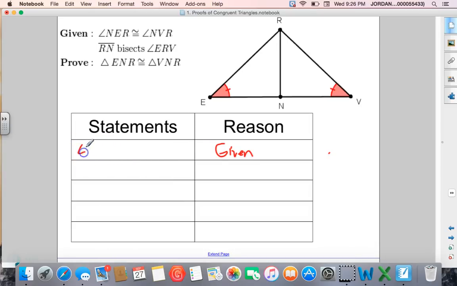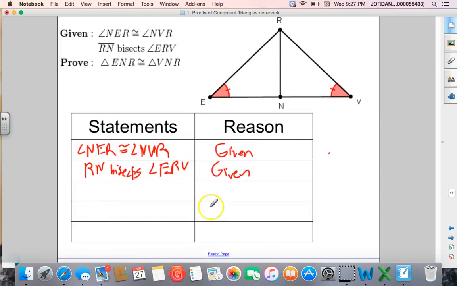We're given that angle NER is congruent to angle NVR. And sorry if my writing gets a little confusing. That's why you might want to listen instead of just watching. Alright, so that's given, and we were given a second thing. We are given that RN bisects, that means cuts in half, angle ERV.